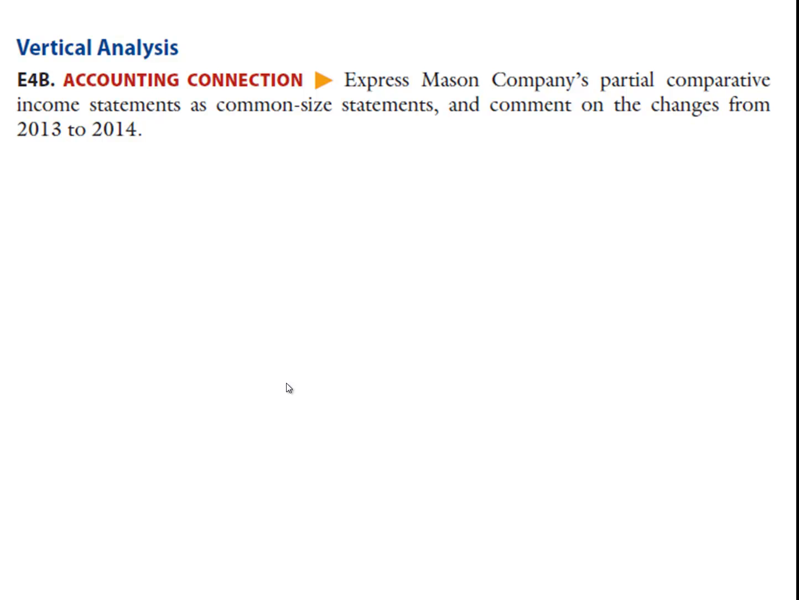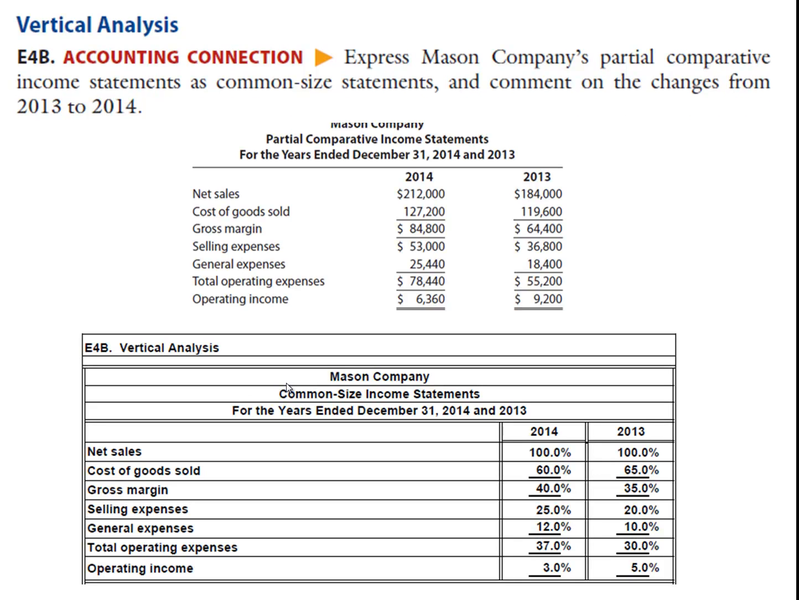What I mean by that is we're going to look at our statements and compare, in one year, the percentage of everything to net sales. In this example, the vertical analysis allows us to create our common size income statement. It helps us determine the percentage that everything is. In an income statement, it's a percentage of net sales. We compare everything to net sales.